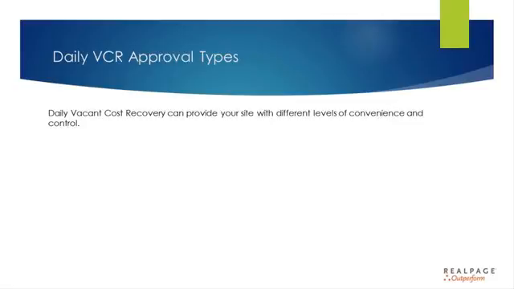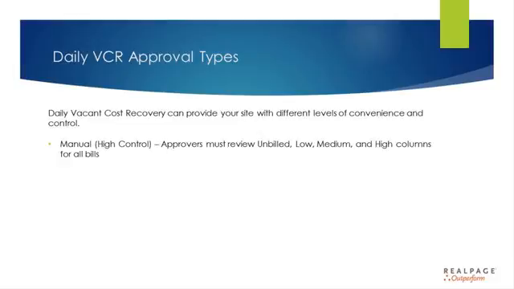Within Daily VCR, there are three types of approvals that you can consider: manual, automatic, and automatic with limit. The three types of daily VCR are related to the level of control and convenience that you would prefer for your approvers. Manual sites have the highest level of control. The manager responsible for approving VCR bills will be required to review all of the available columns in the Daily VCR tab. This allows for greater levels of control, but requires the highest level of interaction by the approver.